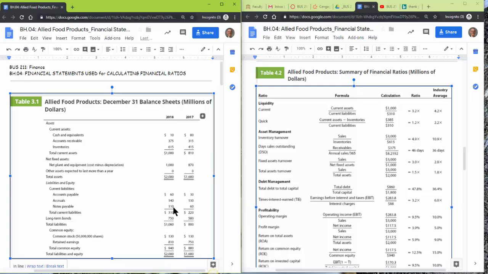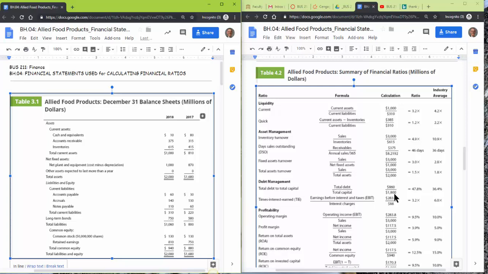So, notes payable of $110 million plus long-term bonds and other long-term interest-paying debt, $750 million, will appear in the numerator. $110 million short-term interest-paying debt plus $750 million long-term interest-paying debt gives $860 million total debt for the numerator of the debt to capital ratio.